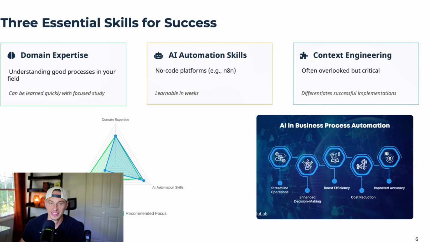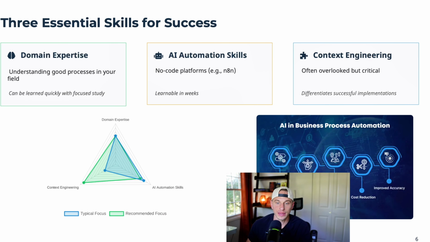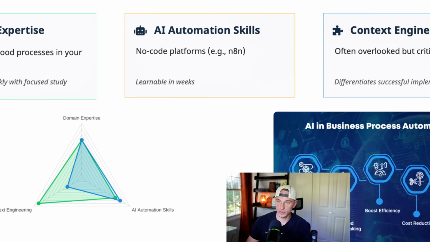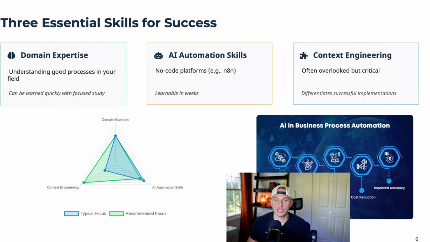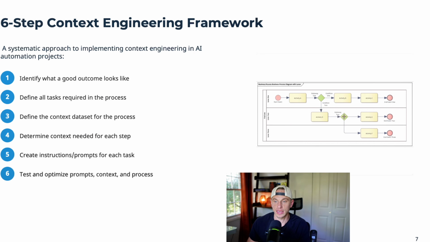Sorry. We can think about it like in this little triangle here. If I can zoom in for you guys. So you have domain expertise, context engineering, and AI automation skills. The blue is what is the typical focus, and the green is what I recommend you focus even more on. Not a lot of people are focusing on the context engineering, and I actually think that it's one of the most overlooked things in AI.